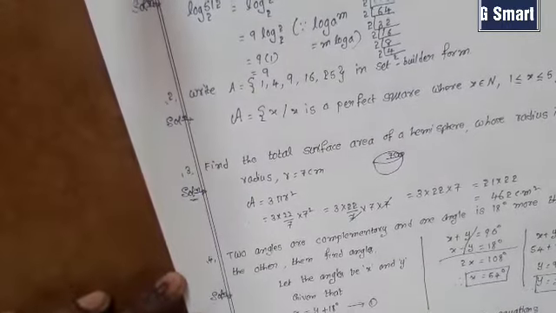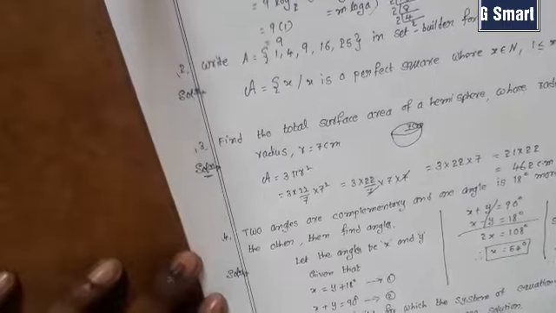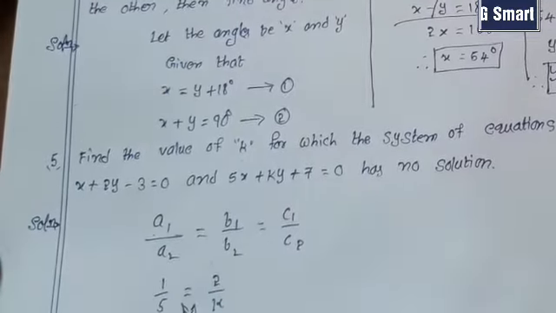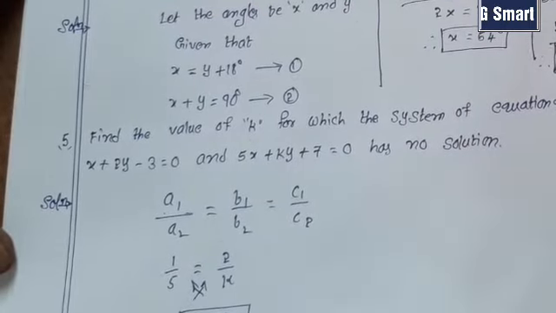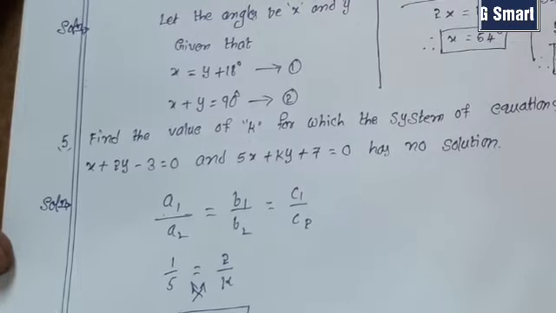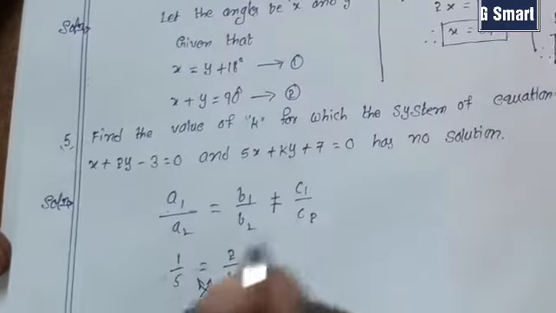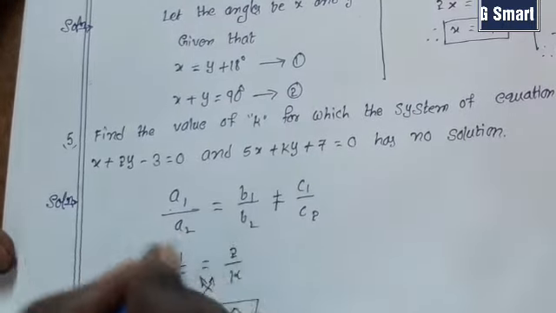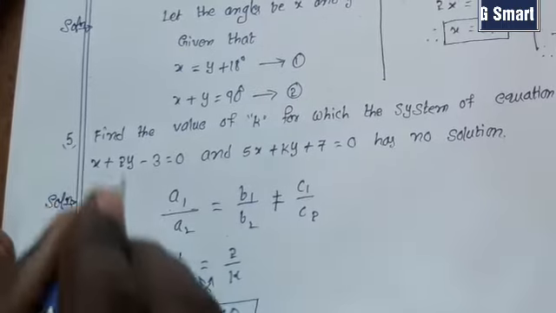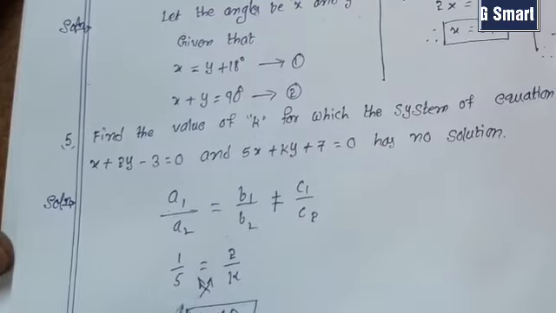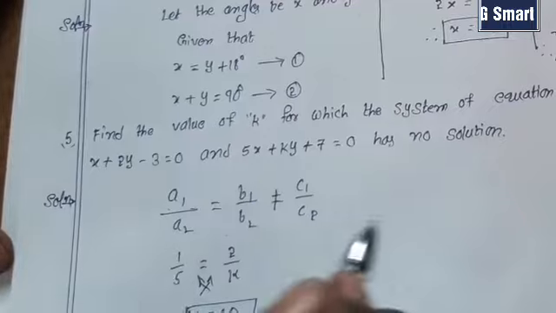Now last solution. If these two lines have no solution, then find the value of k. No solution means parallel lines. Parallel lines means the formula is a1 by a2 is equal to b1 by b2 not equal to c1 by c2. Now, we will consider the first two. So a1 means 1 and a2 means 5. b1 means 2 and b2 means k. So by cross multiplication, k into 1 is k and 5 into 2 is 10. So k is equal to 10.